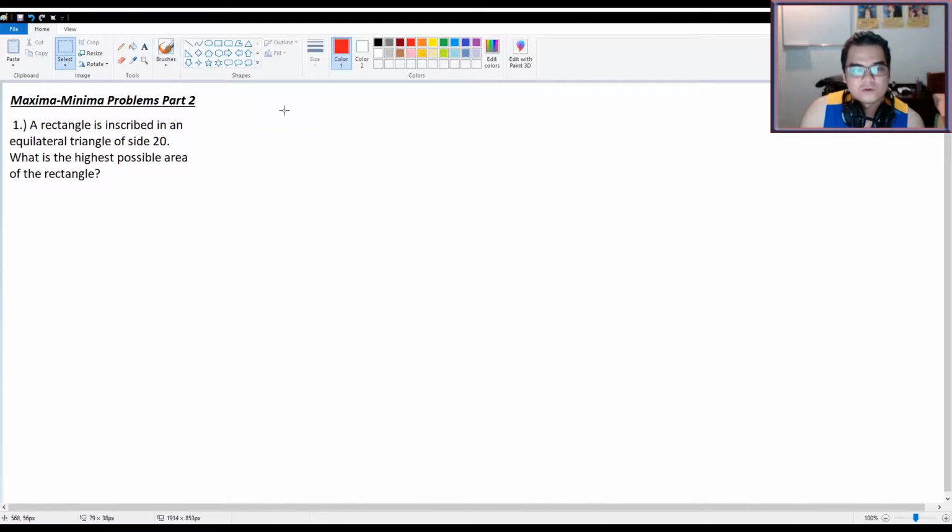Number one: a rectangle is inscribed in an equilateral triangle of side 20. What is the highest possible area of the rectangle? So the area of the rectangle must be maximized. But first, we have an equilateral triangle of side 20. When you say equilateral triangle, all sides are equal. So let's say this is the triangle.